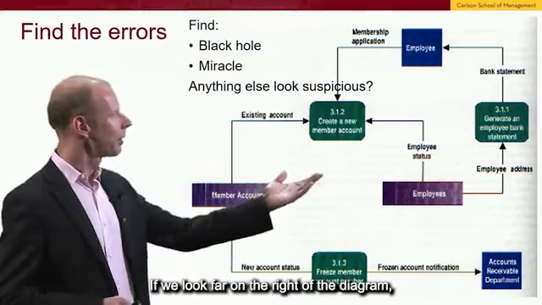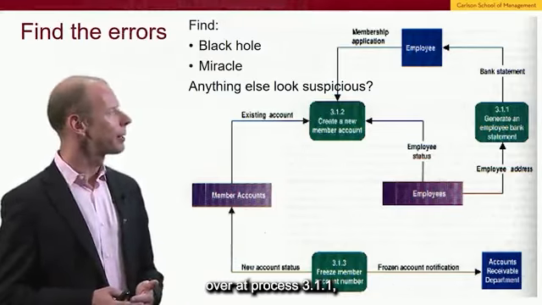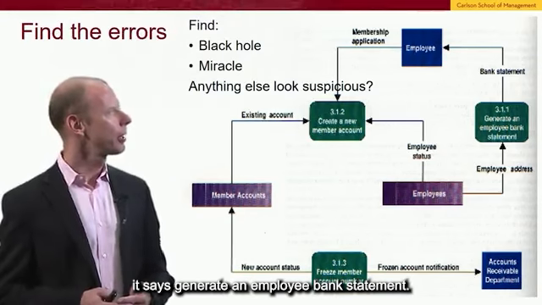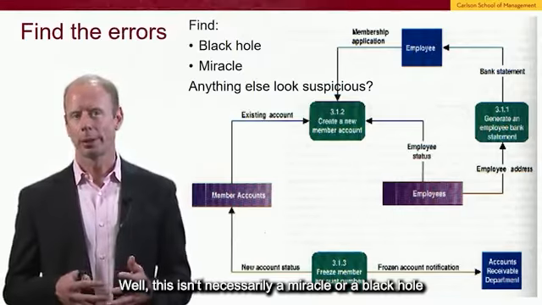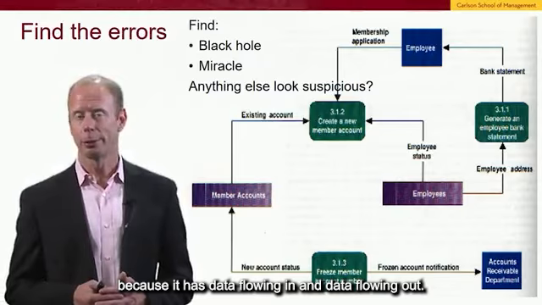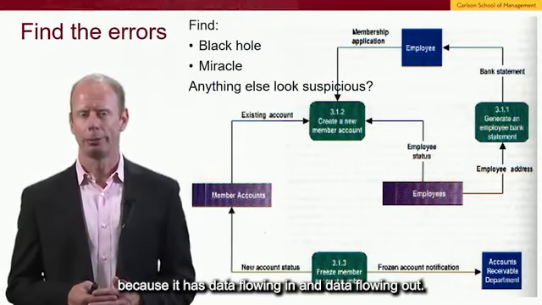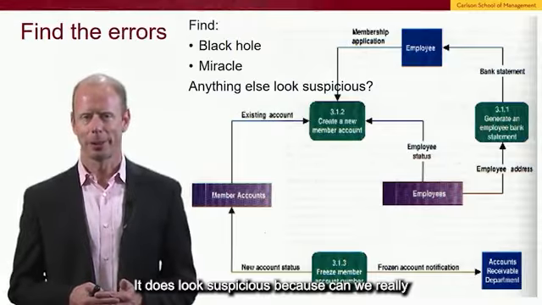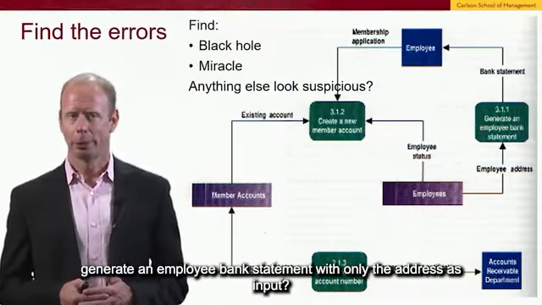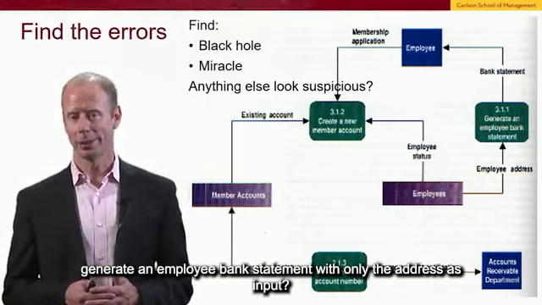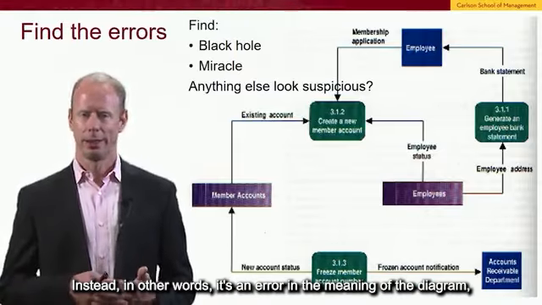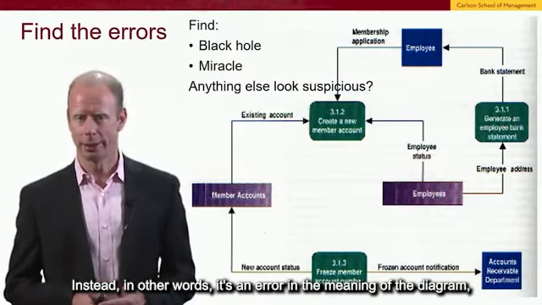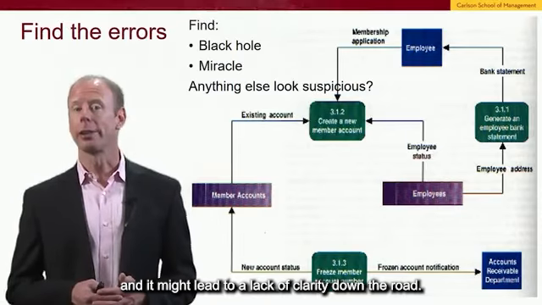And then if we look far on the right of the diagram, over at process 311, it says generate an employee bank statement. Well, this isn't necessarily a miracle or a black hole because it has data flowing in and data flowing out. It does look suspicious because can we really generate an employee bank statement with only the address as input? This is what I would call a semantic error. In other words, it's an error in the meaning of the diagram, and it might lead to a lack of clarity down the road.